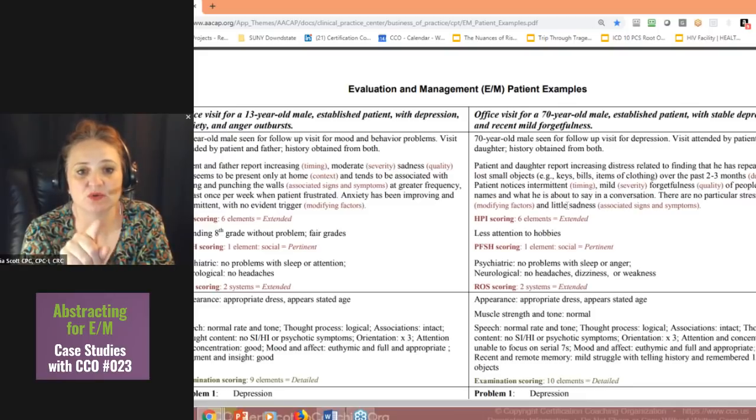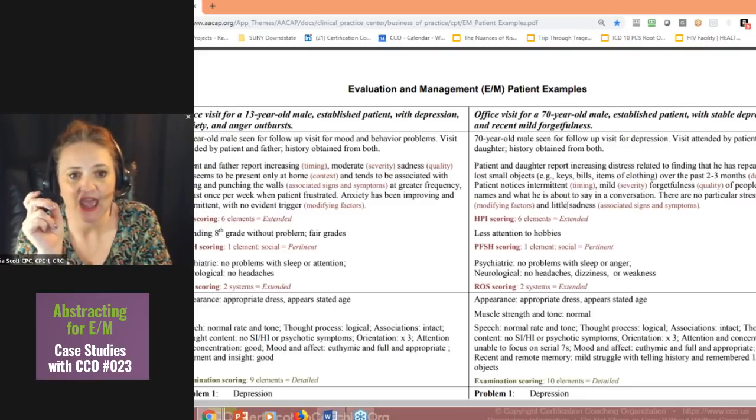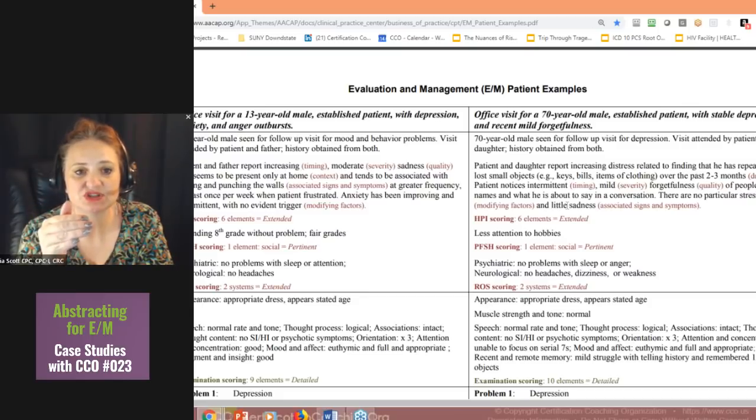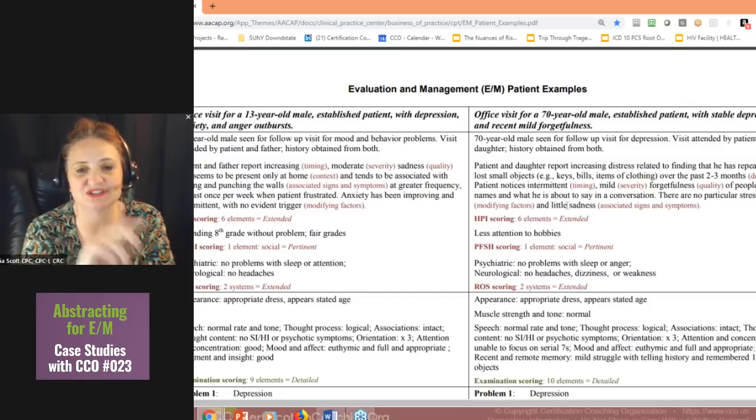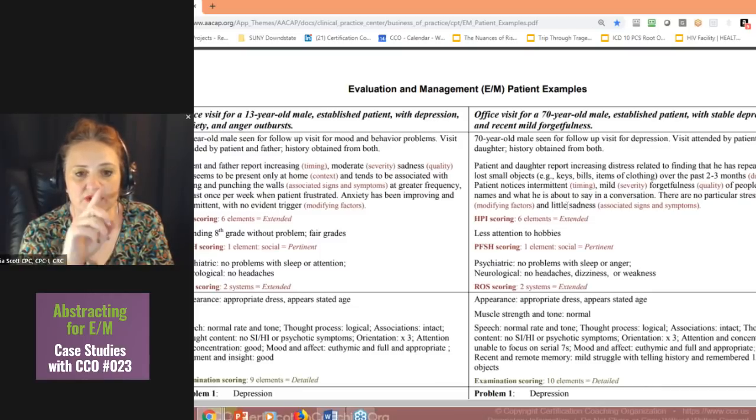Boom, right there. And we're not even out of the first sentences. That seems to be present only at home, gives us context. And then it goes on, tends to be associated with yelling and punching the walls, associated signs and symptoms, right? At greater frequency. And then we'll go down to the last sentence. Anxiety has been improving and intermittent with no evident triggers. So again, what's the modifying factor here? Well, their anxiety is improving, and there don't seem to be triggers that are setting them off. So that's good. So again, we have 6 things that we get from that HPI right there.